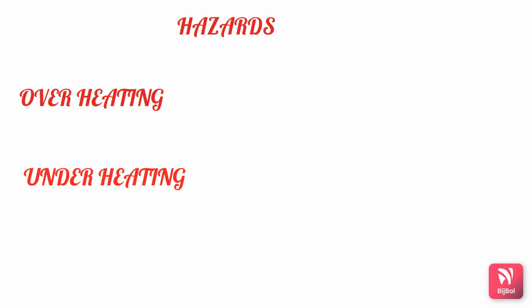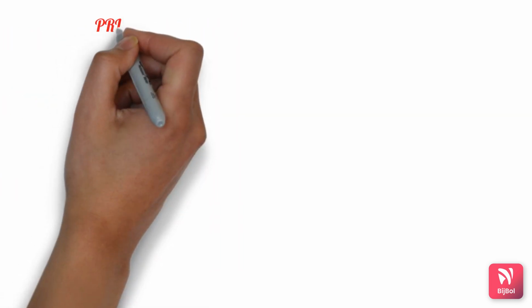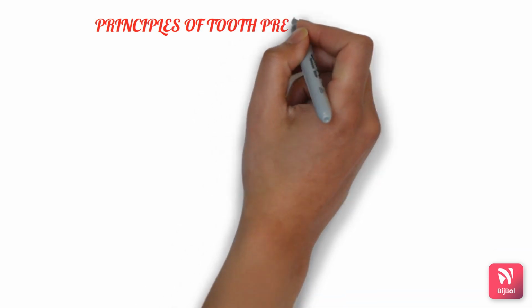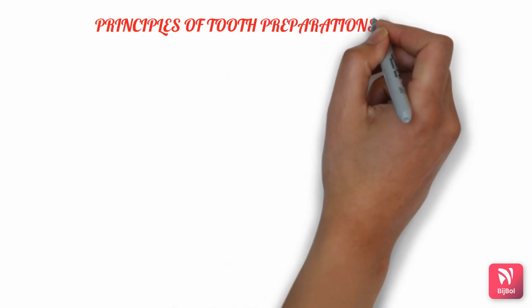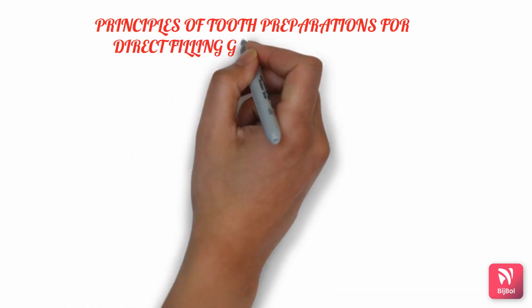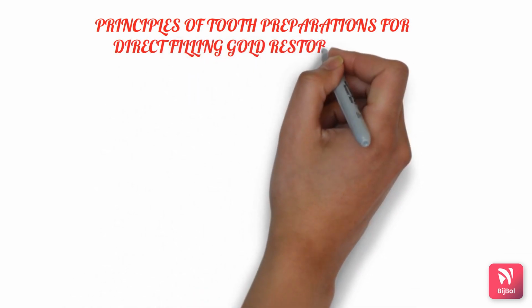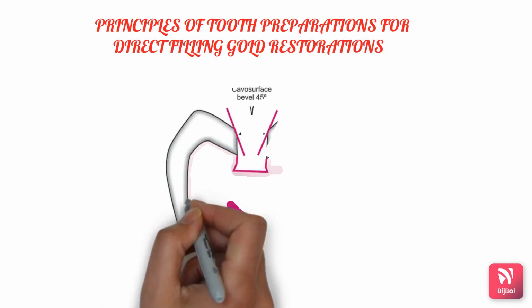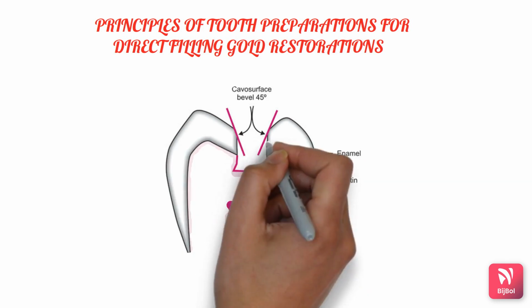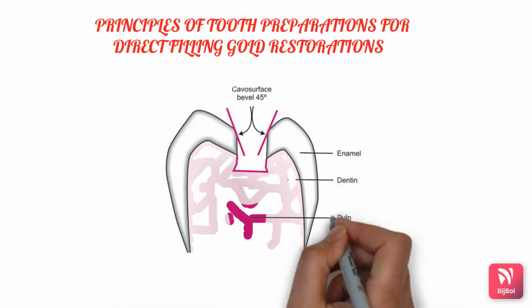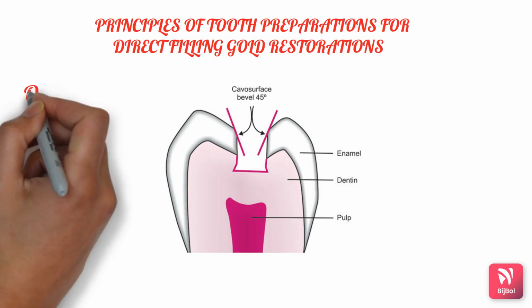Now we'll see the principles of cavity preparation for direct gold restorations. Cavity preparation for direct gold is very exacting and requires careful attention. The outline form should include all the structural defects, and the margins must be placed on sound tooth structure. The outline should be smooth and designed to be aesthetically pleasing.